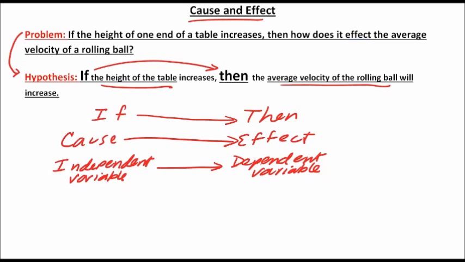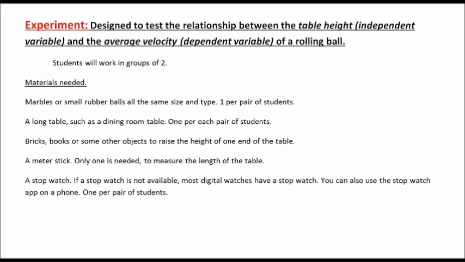And that's what we're looking at when we go from this point to design an experiment to test our hypothesis. We have to look at the cause and the effect, the independent and dependent variable. And so our 10 imaginary students are now at the point where they can design an experiment to test their hypothesis. And their experiment is designed to test the relationship between the table height, that's the independent variable, it's also the cause, and the average velocity of the rolling ball, and of course that's the dependent variable, and also it is the effect.